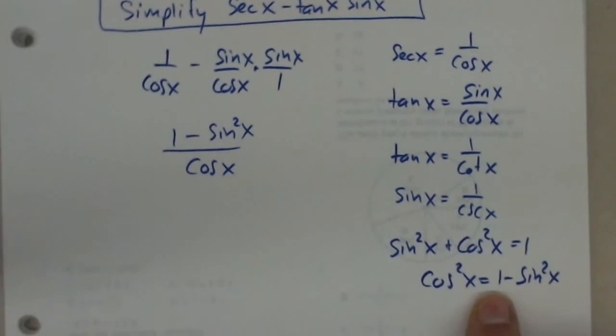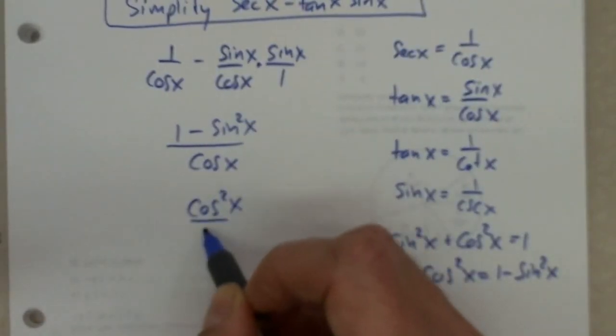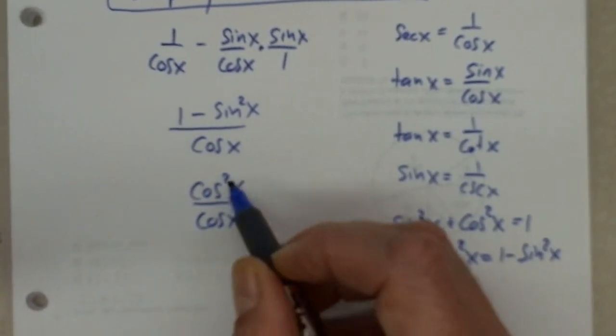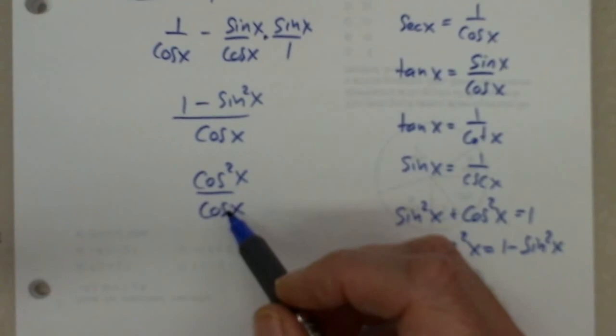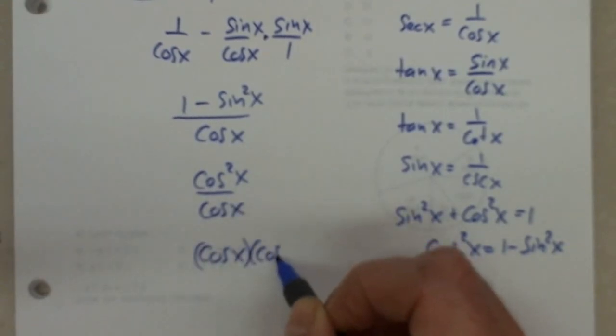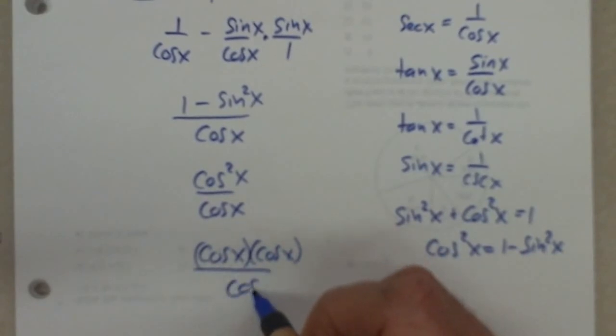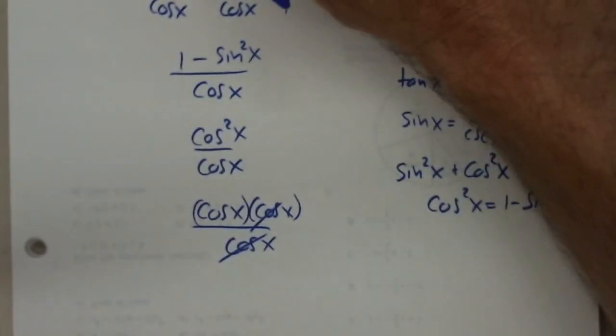And this can be replaced by cosine squared, and now we can reduce. We have cosine on top, cosine on the bottom, and we're left with just cosine. Or I'll show the work. And we're just left with cosine.